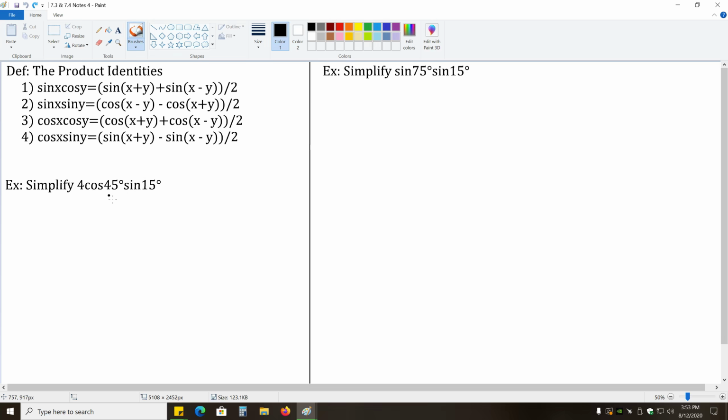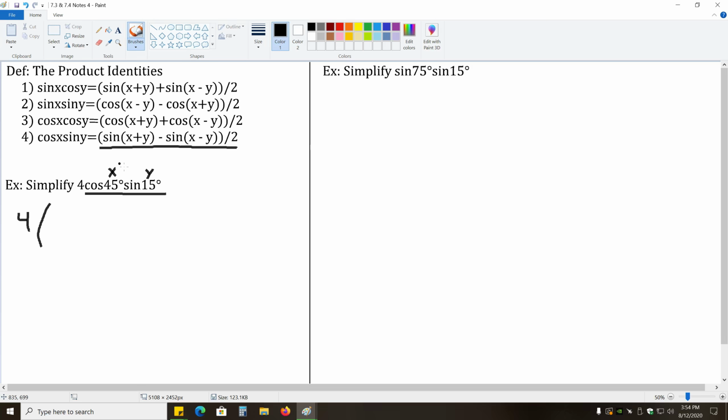So what we should look at here is we should ignore this 4 and just look at the cosine of 45 times sine of 15. Which of these formulas does that match up with? Well, the fourth formula has cosine of x times sine of y. In this case, x is the 45 degrees, y is the 15 degrees. So we're going to use this formula and just leave that 4 multiplied to the outside.